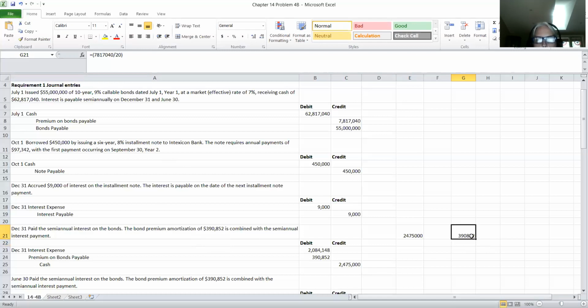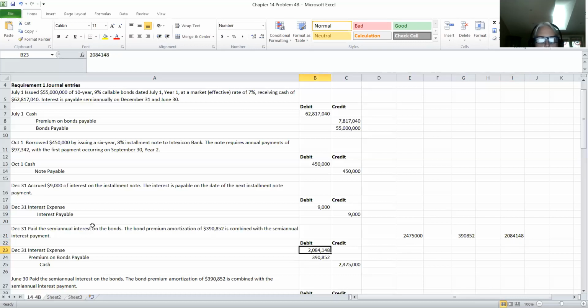And that's how they got the 390,852. Now, when you amortize a premium, you are reducing the premium by debiting it, and then you would credit the interest expense, which means that this amount right here is reducing the total amount of the interest payment. And that's how I got the interest expense amount here. In other words, this minus this is 2,084,148. That's how you get this debit amount here.